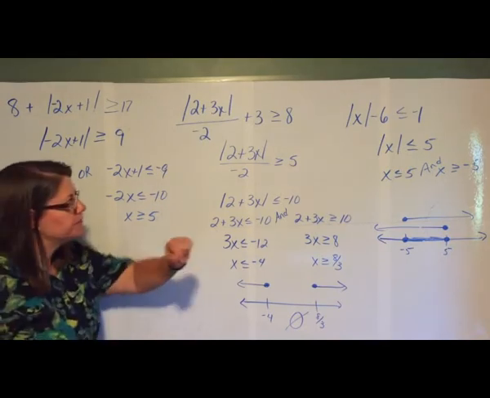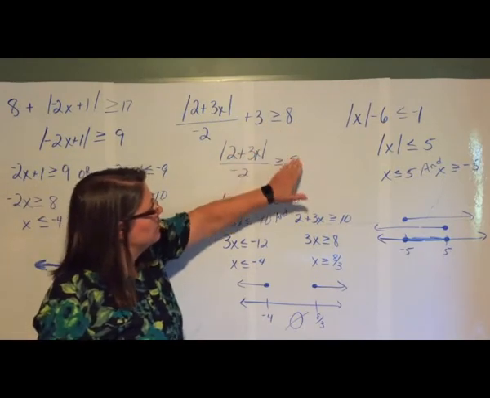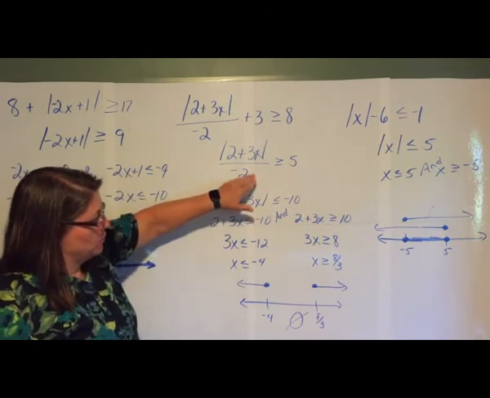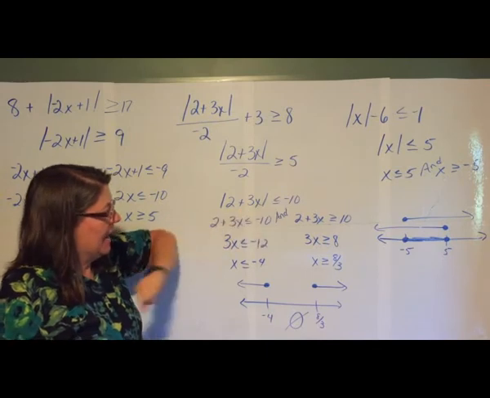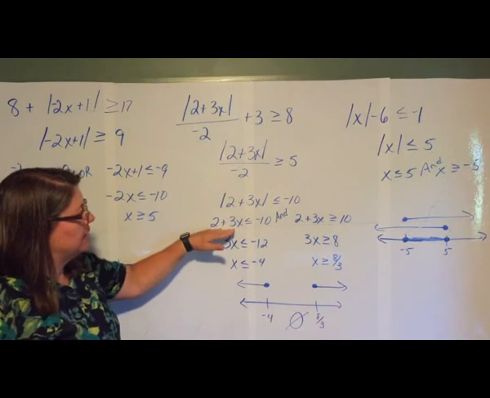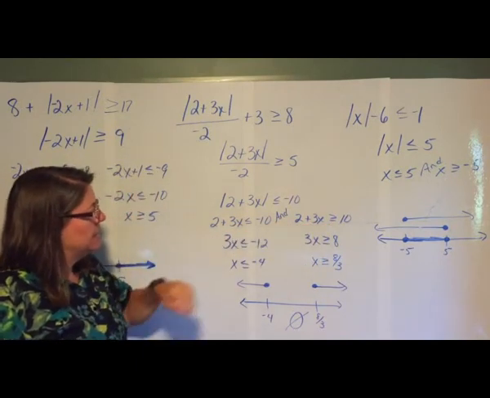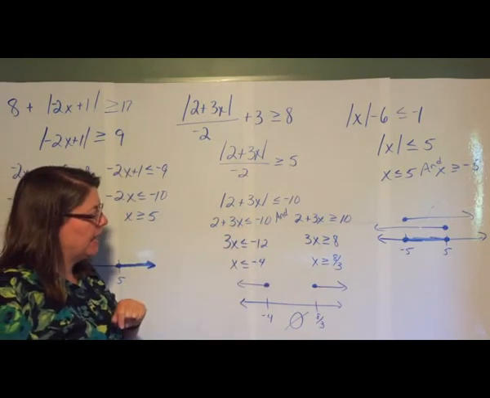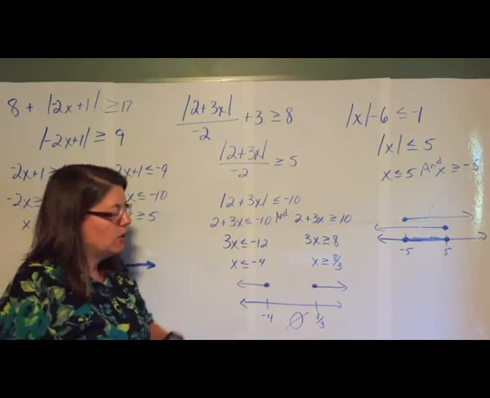In the next one, first I had to get the absolute value alone. I subtracted the 3 over, then I multiplied both sides by the -2. Make sure when you multiply by a negative, you flip the inequality around. Then I could set up my 2 separate inequalities. So I did the first one, the second one with the opposite sign. I solved both sides. Then since it's an and, I graphed above the line. And notice there is no overlap, so I get a null set.